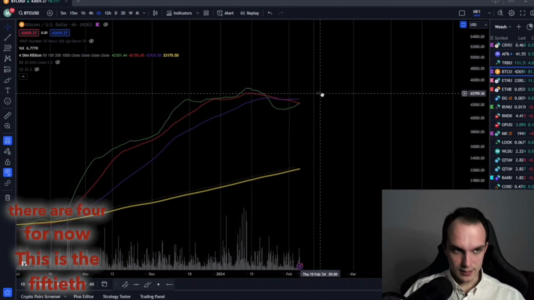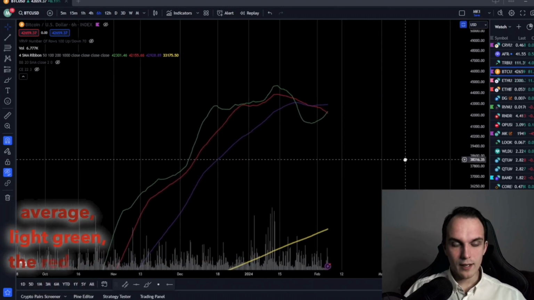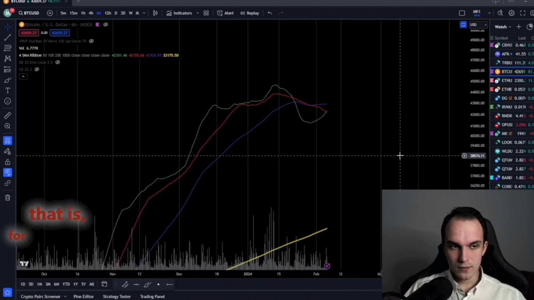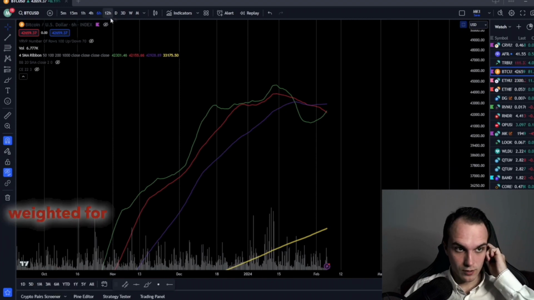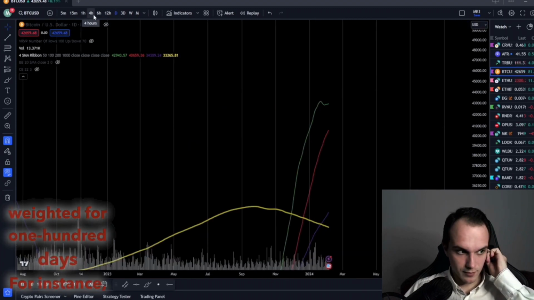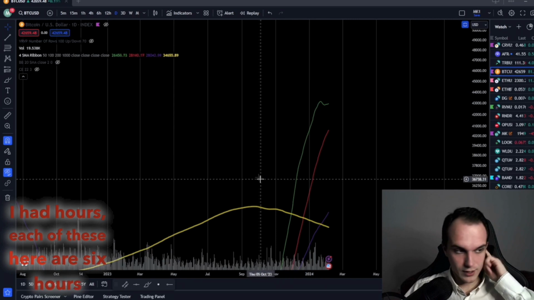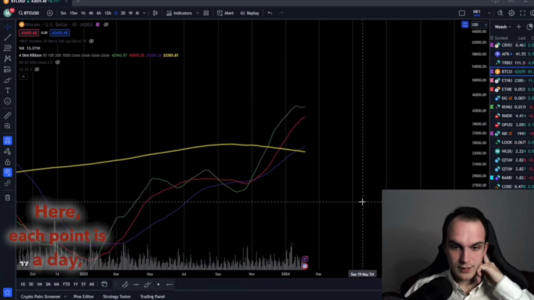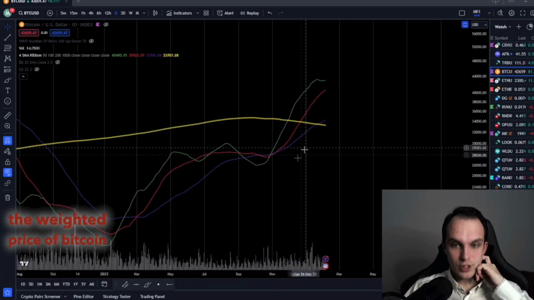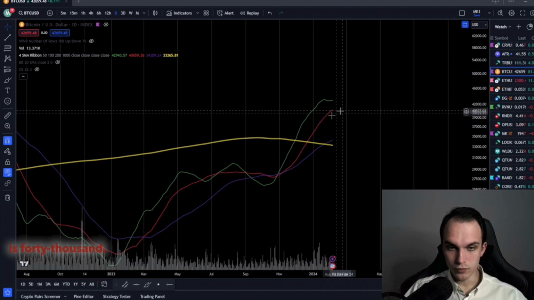This is the 50th moving average, light green. The red one is 100. That is for 100 days. Yes, weighted for 100 days. For instance, I had hours. Each of these here are 6 hours. Here, each point is a day. That is, the weighted price of Bitcoin for 100 days currently is 40,000.